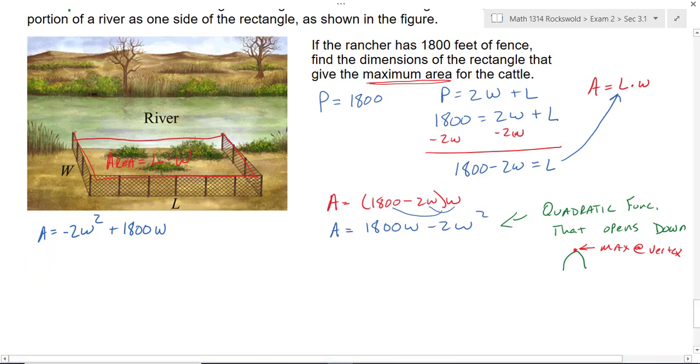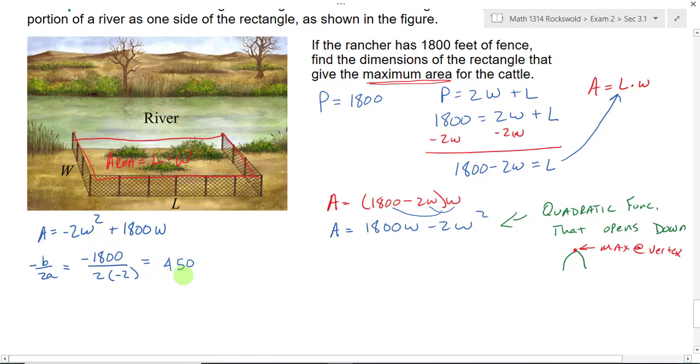Alright, so the x value of the vertex is going to be found by looking at negative b over 2a. What is b in this problem? It's what the w is being multiplied by, the 1,800. And then a is negative 2. So 1,800 divided by, negative over negative is positive. 1,800 divided by 4 is what? This is where calculators come in handy. I'm not doing it. 450.